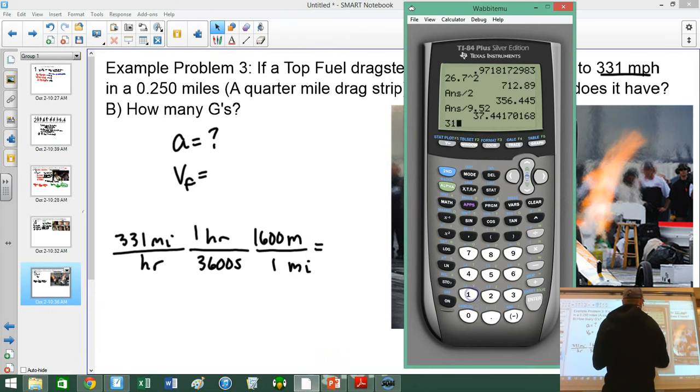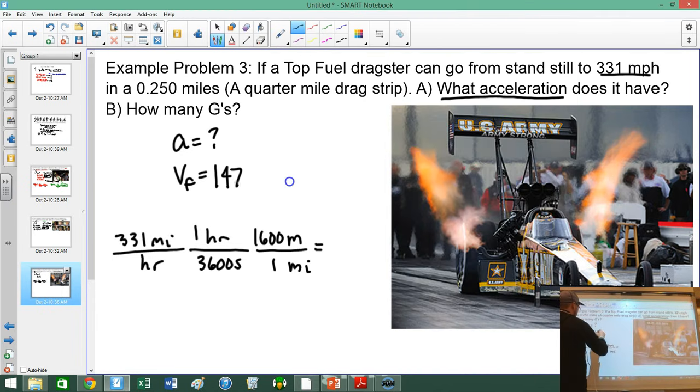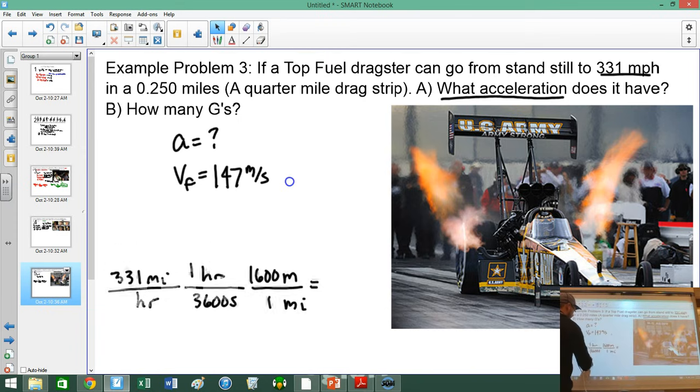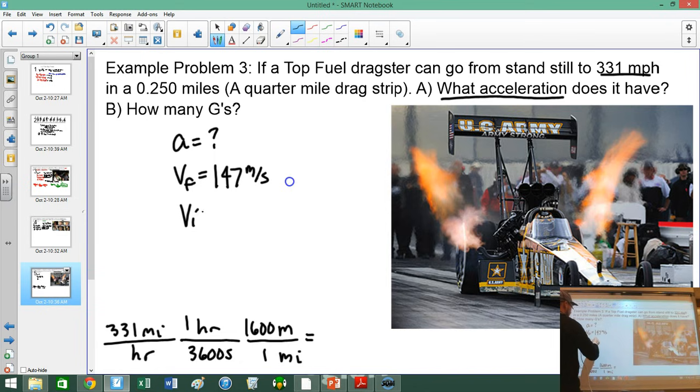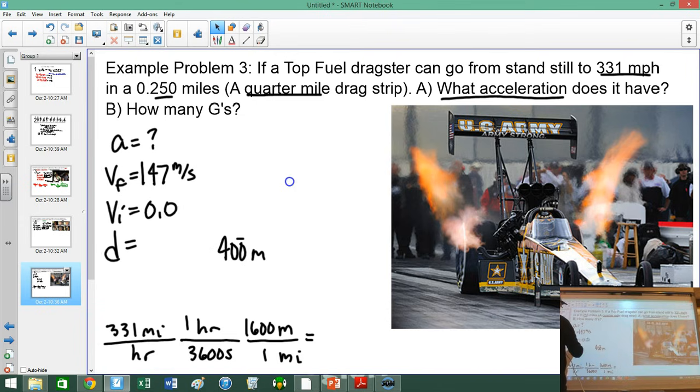So 331 times 1600 divided by 3600. I get 147. So my final velocity is 147 meters per second. My initial velocity is a standstill. And now I know my distance. My distance is a quarter mile, or 400 meters. Now I'm going to assume that's got 3 significant figures, so I'll just put that over there to remind myself. I pick an equation that's got all of these pieces in it, and it turns out it's that last one.